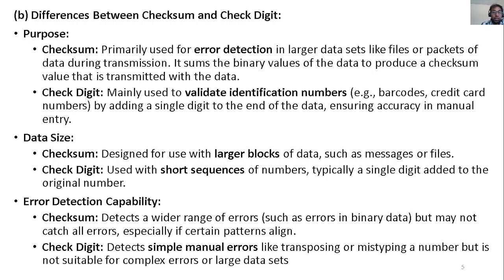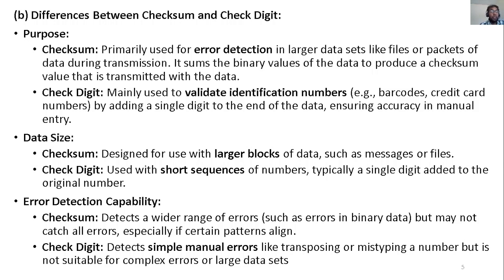Then there's another question, that is the difference between checksum and check digit. Checksum is primarily used for error detection in larger data sets like files or packets of data during transmission. It sums the binary values of the data to produce a checksum value that is transmitted with the data. Basically how checksum works, we have already studied in our lectures. And then there is a check digit. We generate the check digit mainly to validate identification numbers by adding a single digit at the end. How we add it, we have done in the last two lectures.